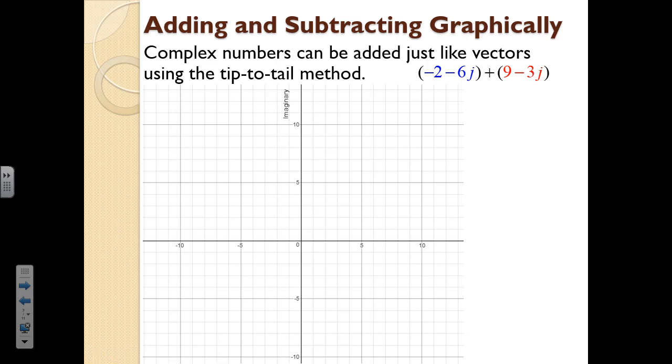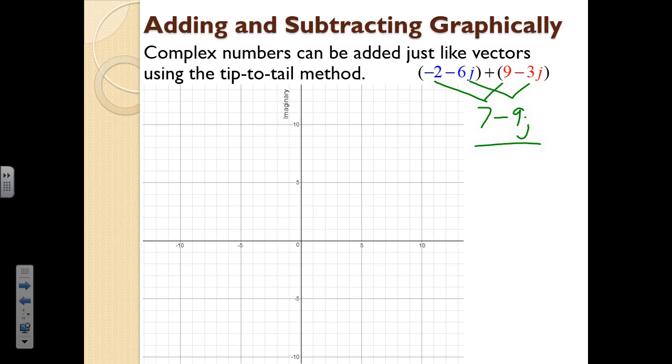First of all, you can add complex numbers by adding their real parts, and in this case negative 2 plus 9 gives us a real part of 7. Negative 6j minus 3j gives us an imaginary part of negative 9j, and that is the total of those two complex numbers. Now, you can also add them tip to tail as if they were vectors.